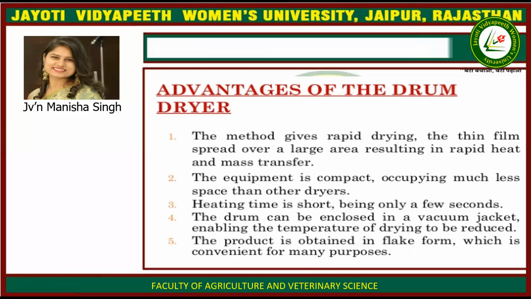The method gives rapid drying and the thin film spreads over a large area, resulting in rapid heat and mass transfer. The equipment is compact, occupying much less space than the other dryers. Heating time is short, being only a few seconds. The drum can be enclosed in a vacuum jacket, enabling the temperature of the drying to be reduced. The product is obtained in flake form, which is convenient for many purposes. Previously, drum dryers were used for milk products or dried milk.